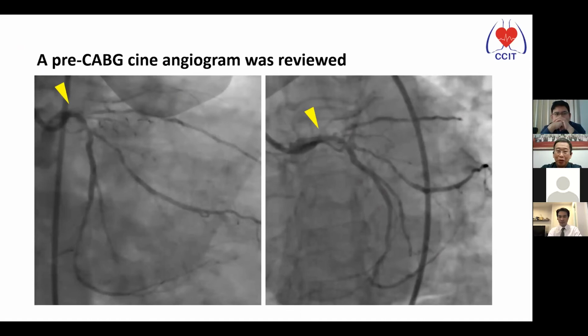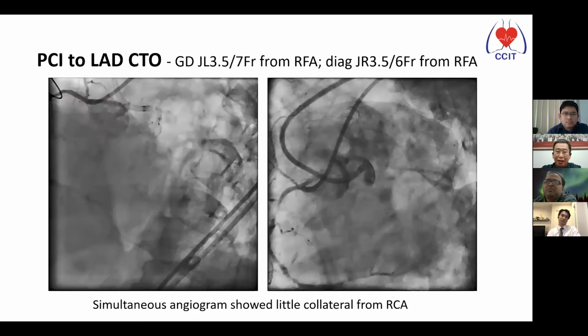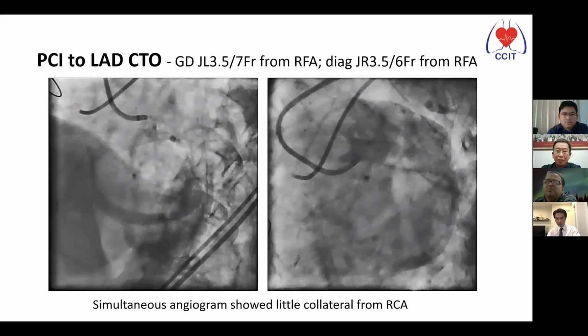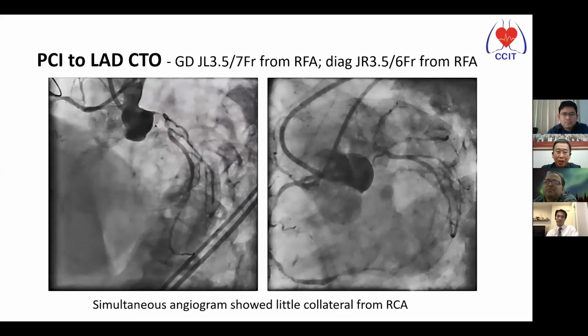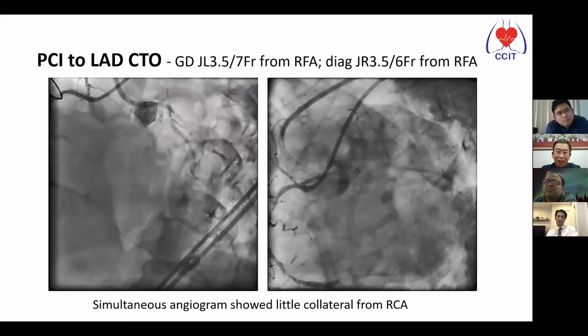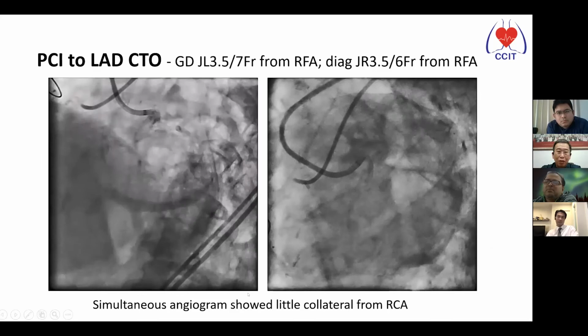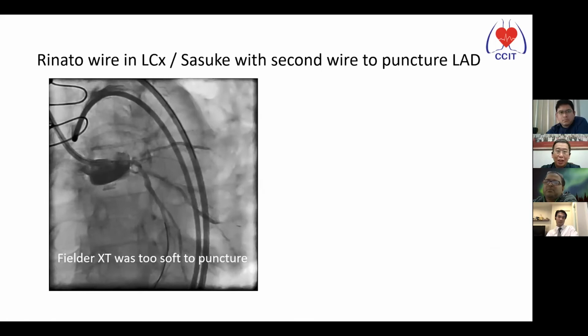If the lesion did not change much during the year after CABG, the part of the CTO is not quite long. So we planned to do the antegrade CTO using the Judkins catheter, since we saw that the left main is quite short, and use contralateral mapping from the right coronary. However, at the index angiogram, we cannot see clearly the collateral from the right coronary. However, we proceeded to do the puncture using the double lumen catheter, the Sasuke.